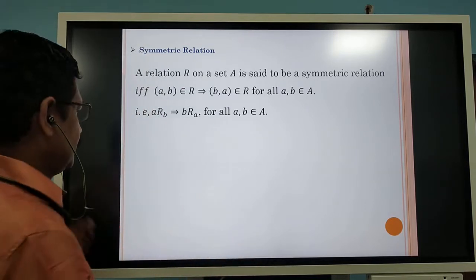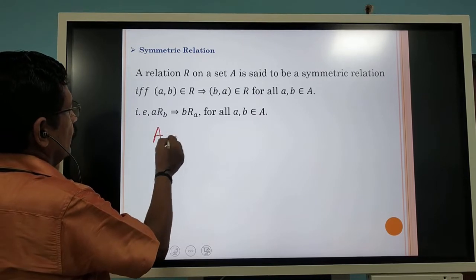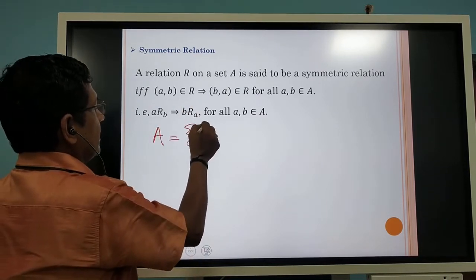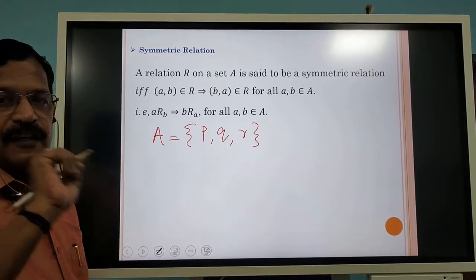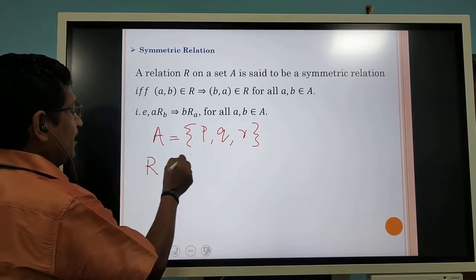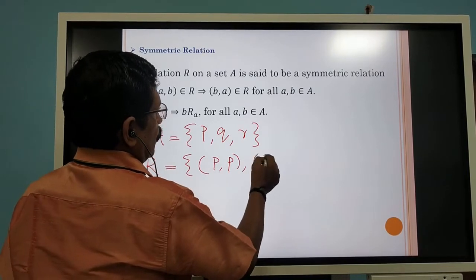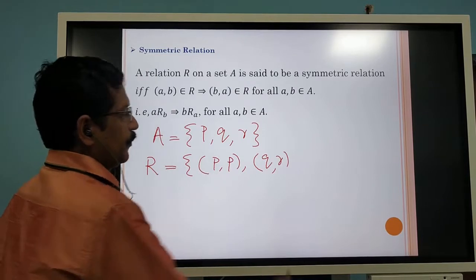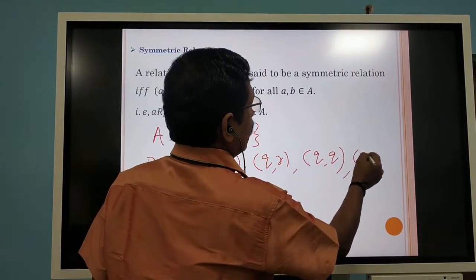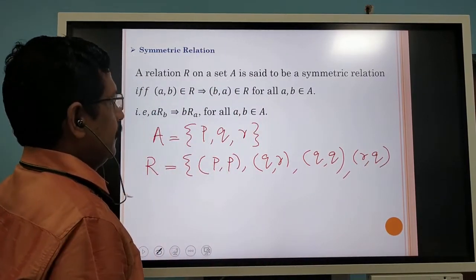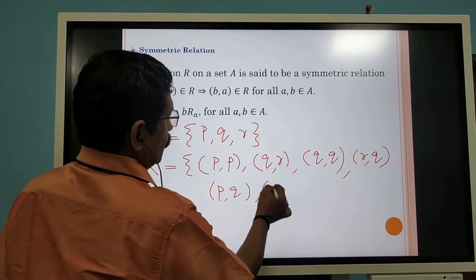Let us have a simple example. I am taking the set A equal to the set of elements P, Q, R. Suppose the relation R is defined as R equal to: P is related to P, Q is related to R, Q is related to Q, R is related to Q, P is related to Q, and Q is related to P.